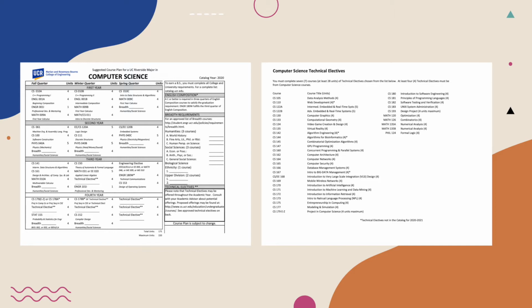Within this course plan, it contains the recommended courses that you take each quarter for your 4 years within the computer science major, as well as the technical electives that you can take during your last 2 years. So, what this course plan helps you out with is being able to see when you should take certain classes and seeing if you're on track within your major by taking certain classes within a certain year.